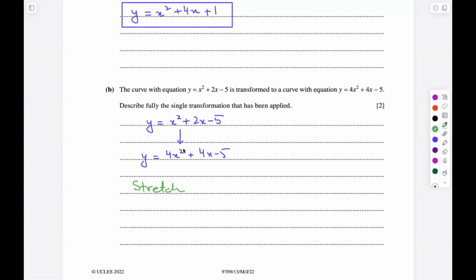So as only the values of x have doubled, we'll say that the stretch is in the x direction, and the scale factor will be equal to 1 upon 2.